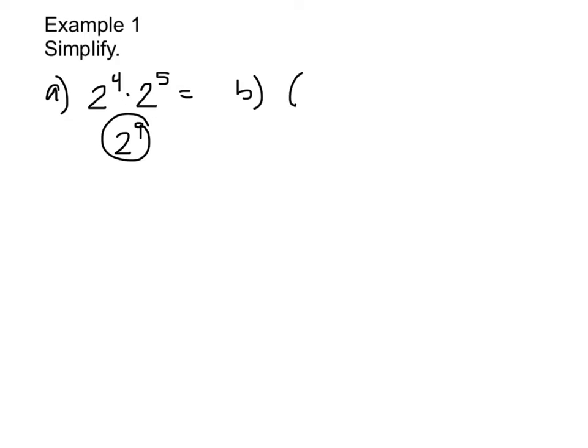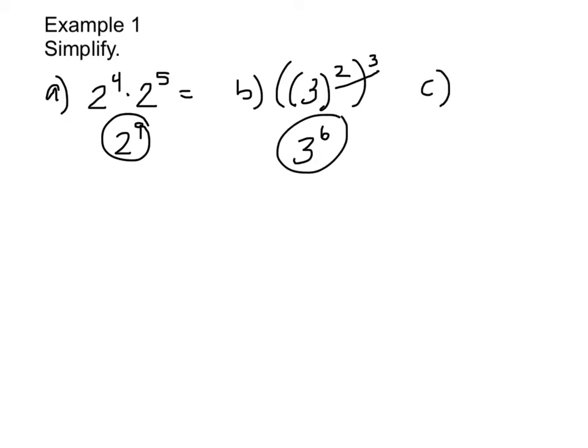B. Let's do 3 to the 2nd power to the 3rd power. In this case, we're going to multiply the two powers, which is 2 times 3. That will give us 3 to the 6th power. All right, the next example. x to the 3rd times x to the 7th. x to the 3rd times x to the 7th will give you what? It'd be x to the 10th. We add the powers because you have the same base.